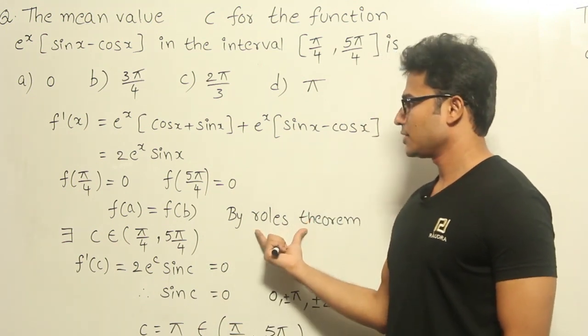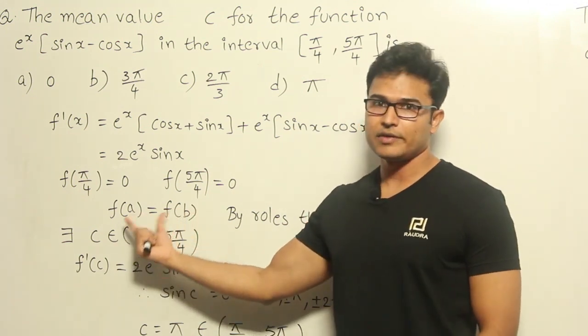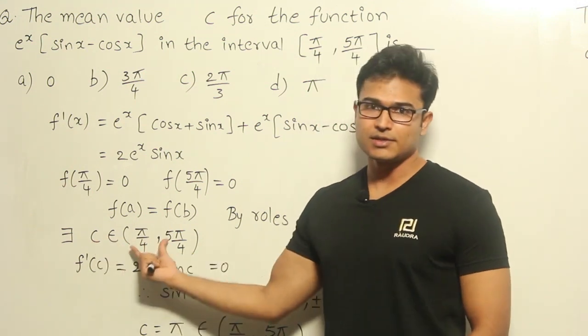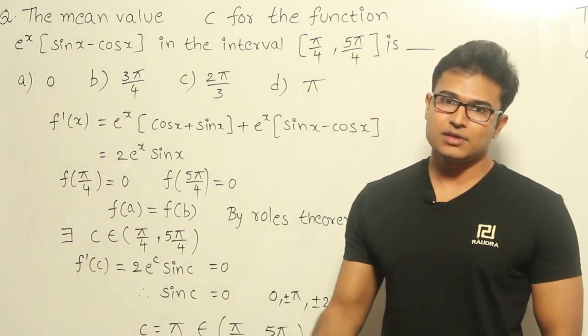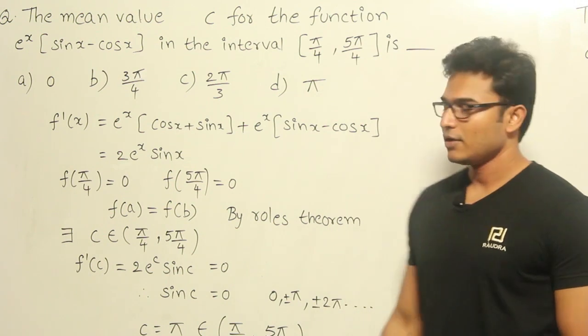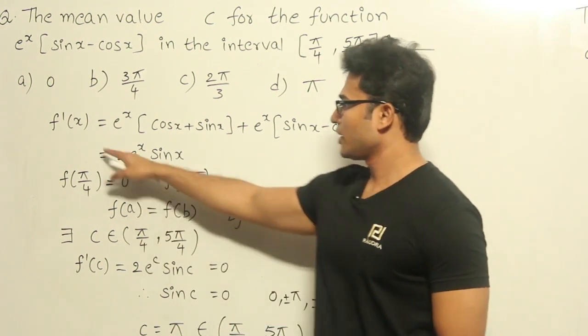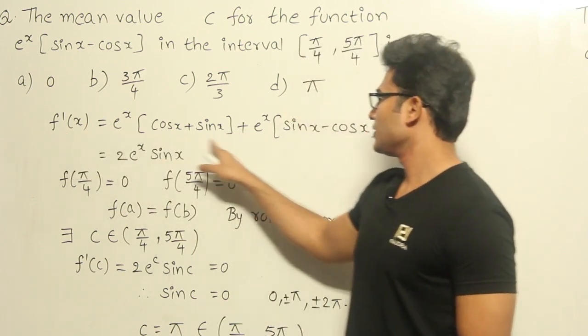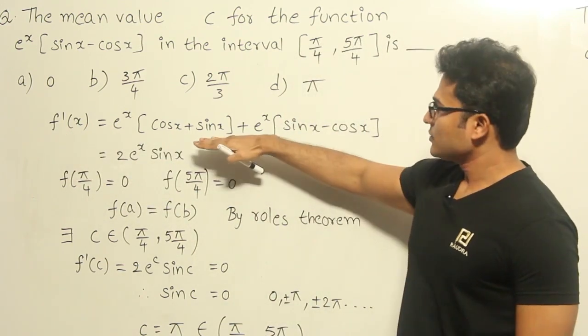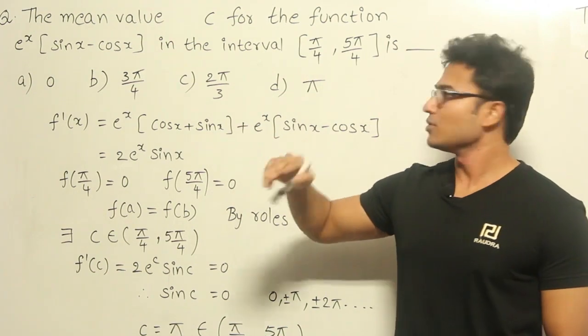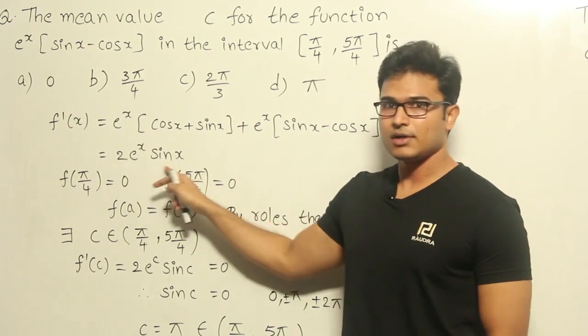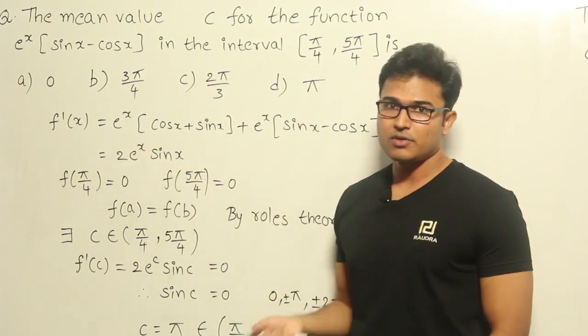So what does Rolle's theorem say? Whenever these two values are equal, there exists a value c in this range in such a way that the slope of the tangent at that point is going to be 0. Now what is the slope of the tangent? We have to find out the first derivative of the function. Now if you find out the first derivative of the function, we get this value, right? Now this value should be equal to 0, right? This is the first derivative of the function, right?